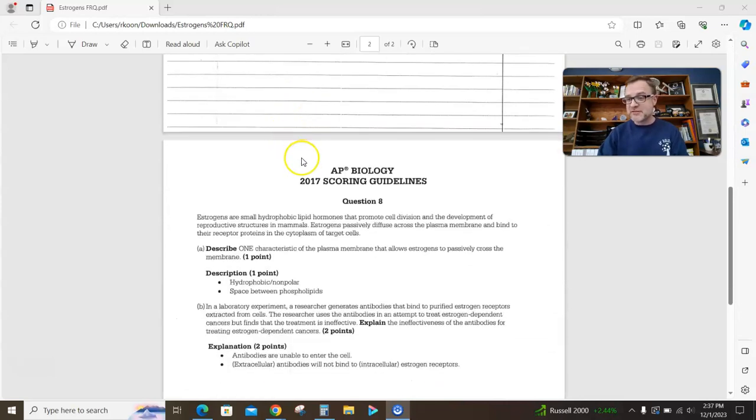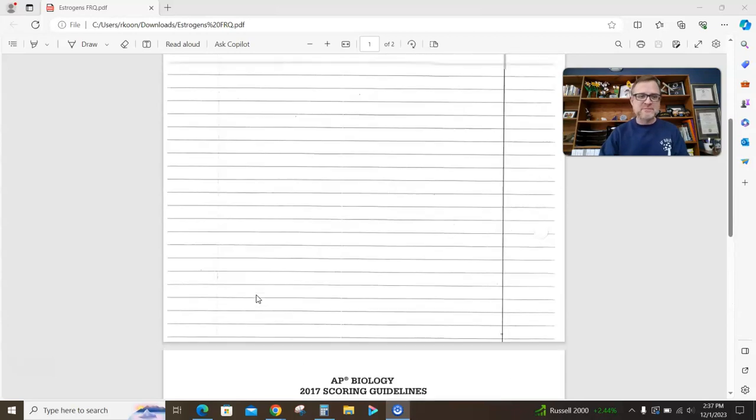If you look at what the rubric accepts, it accepts either that the membrane itself is hydrophobic or nonpolar. You didn't even have to say that it was the fatty acid tails, or that there's space between the phospholipids, which allow things that are small to get through.